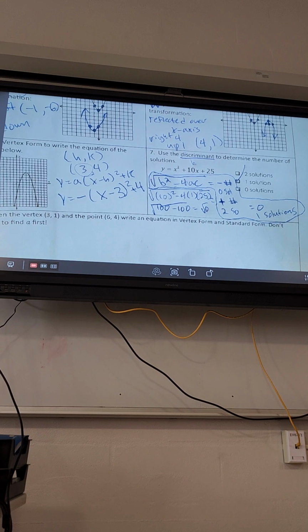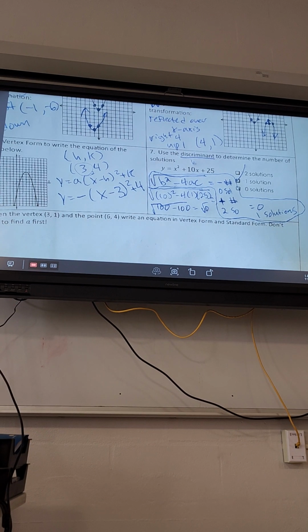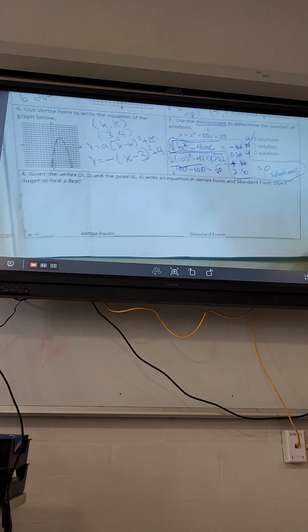All right, we're about halfway done. We got about 15-ish, 20-ish minutes left. Who's next to the restroom? Go. So we should be able to finish this worksheet and not stress out.